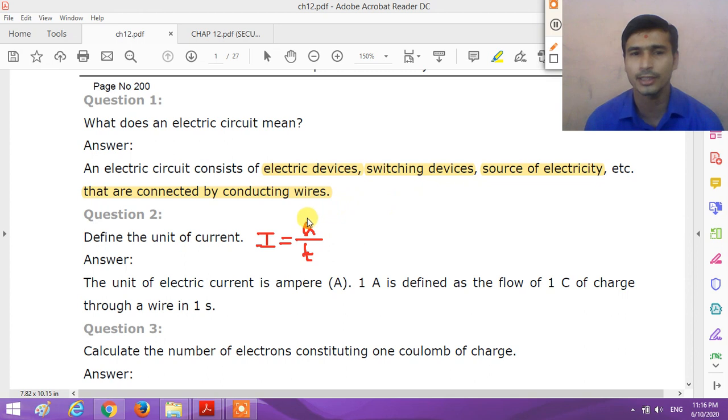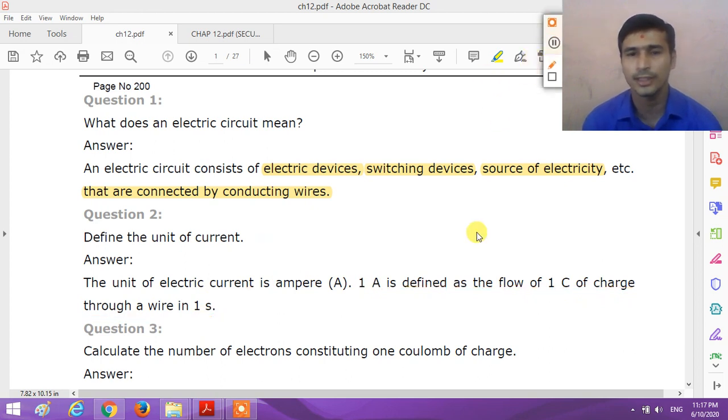So if we take a charge of 1 coulomb and time of 1 second, right, we get I is equal to 1 ampere. So 1 ampere of electric current is defined as the flow of 1 coulomb of charge through a conductor in 1 second. So dear students, the unit of electric current is the ampere. And what is 1 ampere of electric current? The 1 ampere is defined as the flow of 1 coulomb of charge through a wire in 1 second.